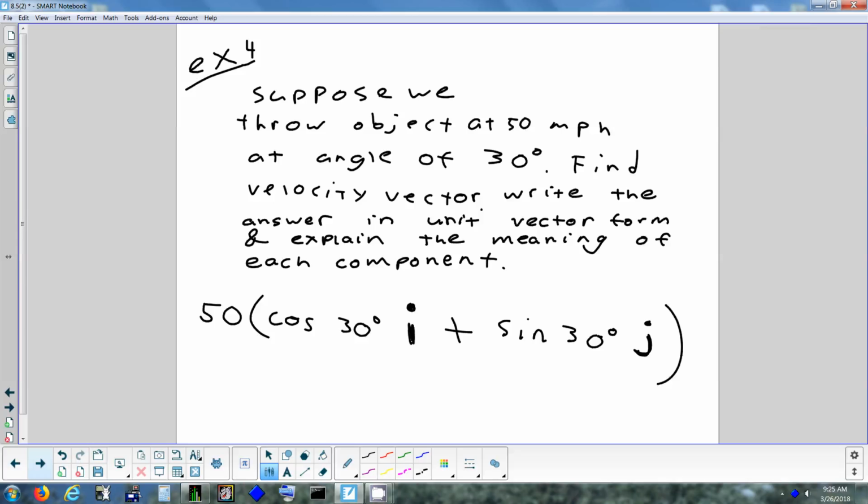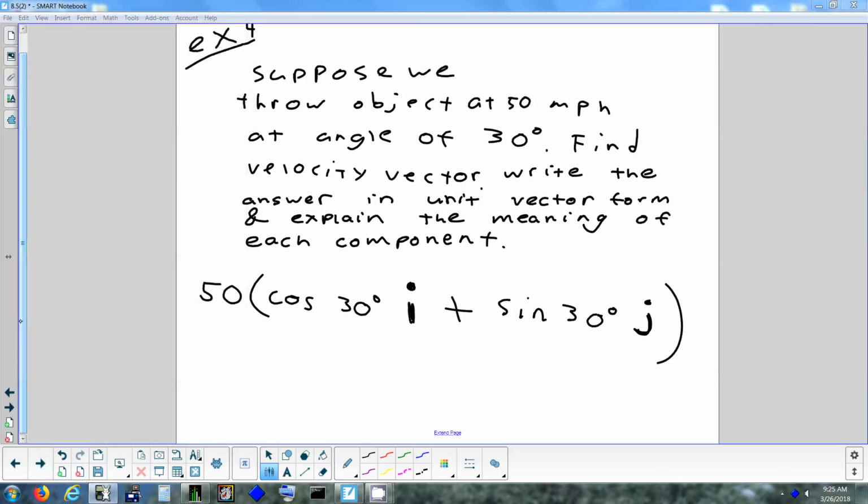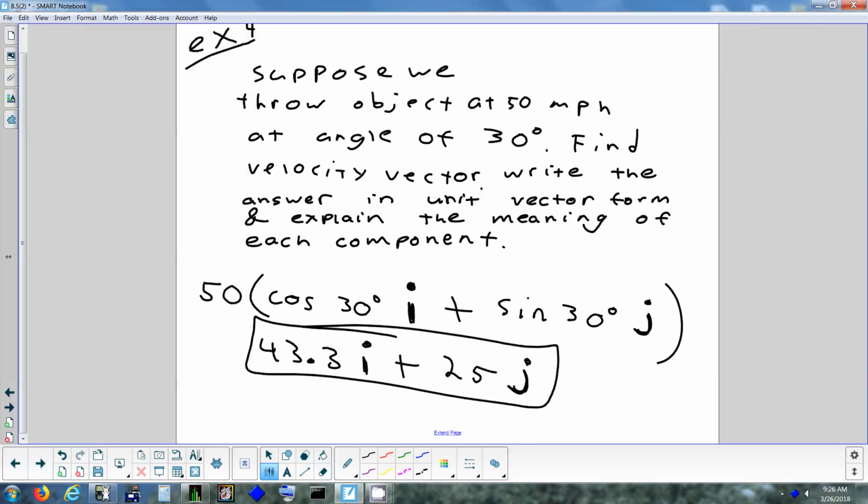Now we have to do that out. So up to this point, you didn't really need a calculator today. You do for this part. 30 is a special angle, but in general, the angle could be anything. So it helps to have a calculator. All right, so I'm going to do 50 cosine 30, and I'm going to do the other part at the same time, 50 sine 30. So I get 43.3i plus 25j. So there's the velocity vector.